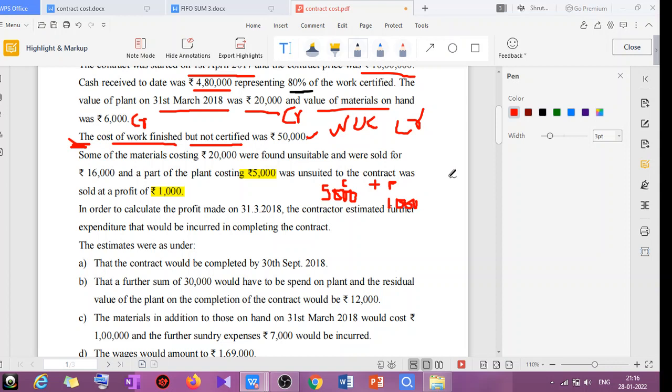So they have sold for how much? They have sold for 6,000. They have sold at a profit of 1,000. So the selling price will be 6,000. I hope you understood.